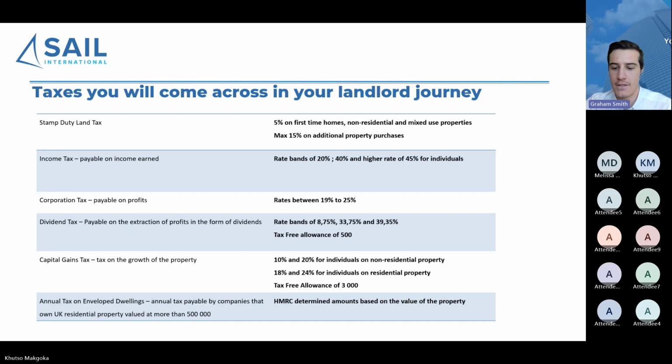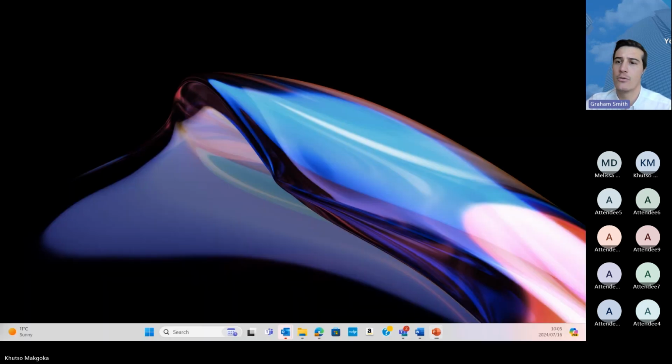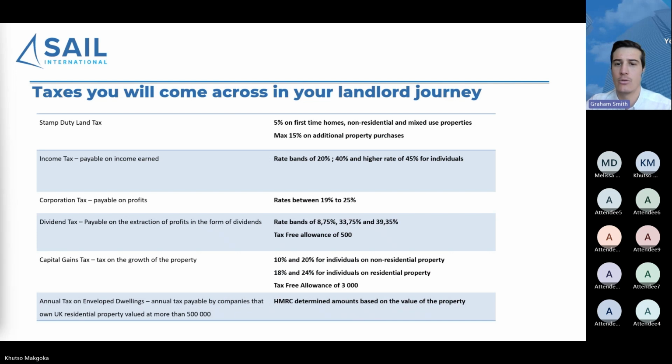If you're operating in your personal capacity, you'll pay income tax on the profits from your rental business, and this will be at your normal personal income tax bands from 20 to 45%, and you'll also be entitled to your personal allowance that would reduce your tax. If you're operating in a limited company, you'll pay corporation tax, either 19 to 25%, depending on your overall profits.